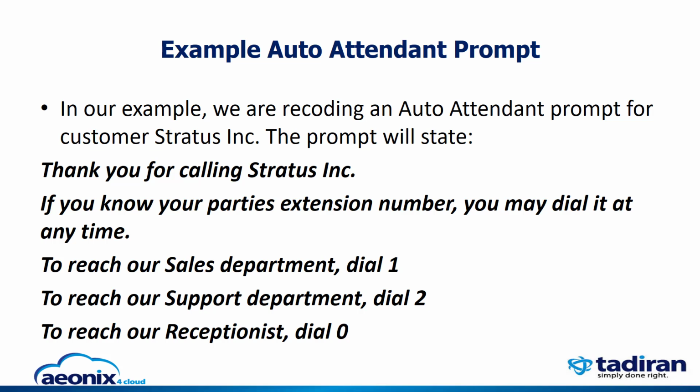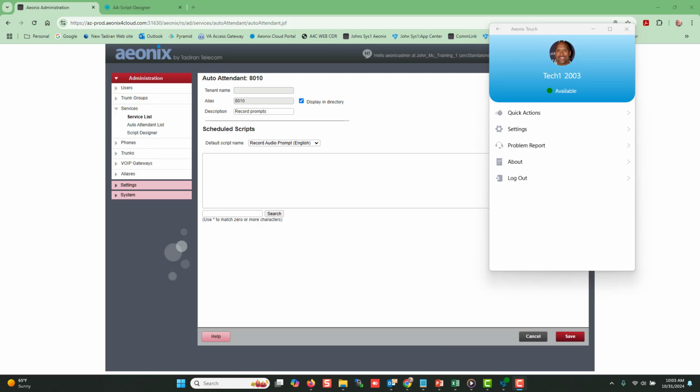In our example, we are recording an auto attendant prompt for customer Stratus Inc. The prompt will state, "Thank you for calling Stratus Inc. If you know your party's extension, you may dial it at any time. To reach our sales department, dial 1. To reach our support department, dial 2. To reach our receptionist, dial 0."